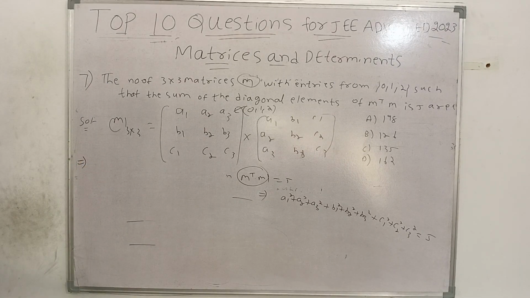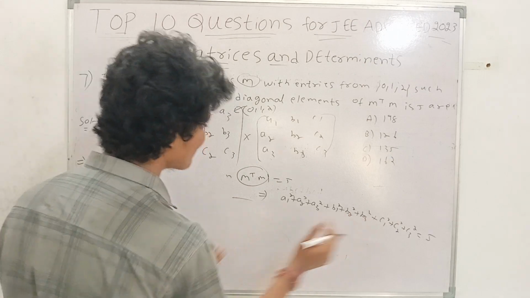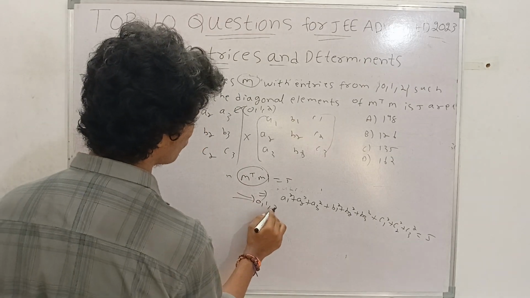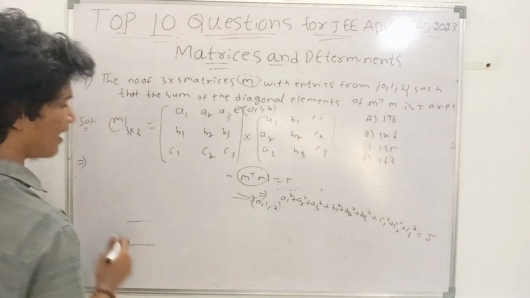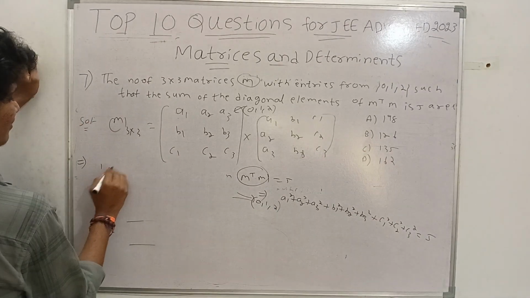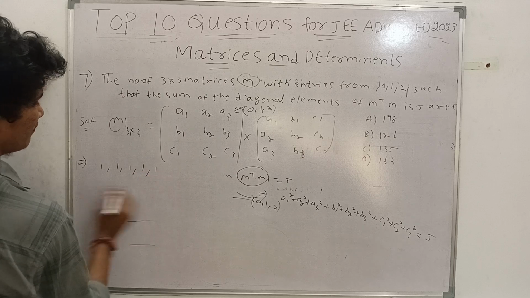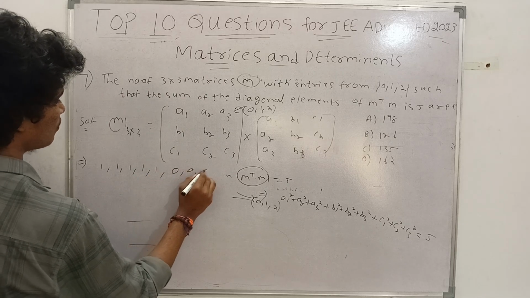Now we have to check the possibilities. What are the possibilities? The entries should be 0, 1, 2. So if we consider the sum to be 5, I can consider it like this: 1, 1, 1, 1, 1 and zeros, 0, 0, 0, 0.